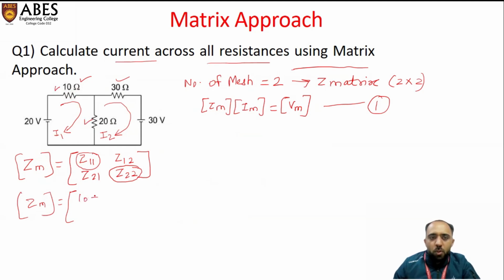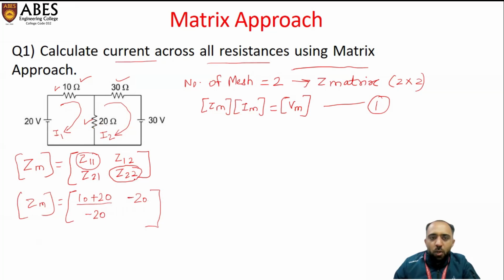So 10 ohm plus 20 ohm, this will be Z11 because it is coming in mesh 1. Now talk about Z12. Z12 means common or mutual. So this is 20 ohm. We need to write it as minus. This value will be the same, minus 20, because of the direction. We are writing it as minus.